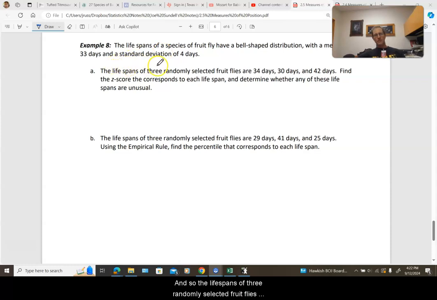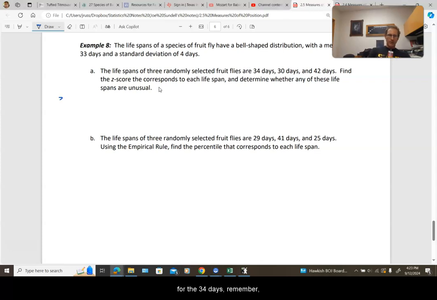And so the lifespans of 3 randomly selected fruit flies are given: 34 days, 30 days, and 42 days. So we want to find the associated z-scores to each of those actual lifespans, and then determine whether any of these lifespans are unusual. So again, we would deem them unusual if they are beyond 2 standard deviations. Okay, really between 2 and 3. But anyway, let's go ahead and do these.